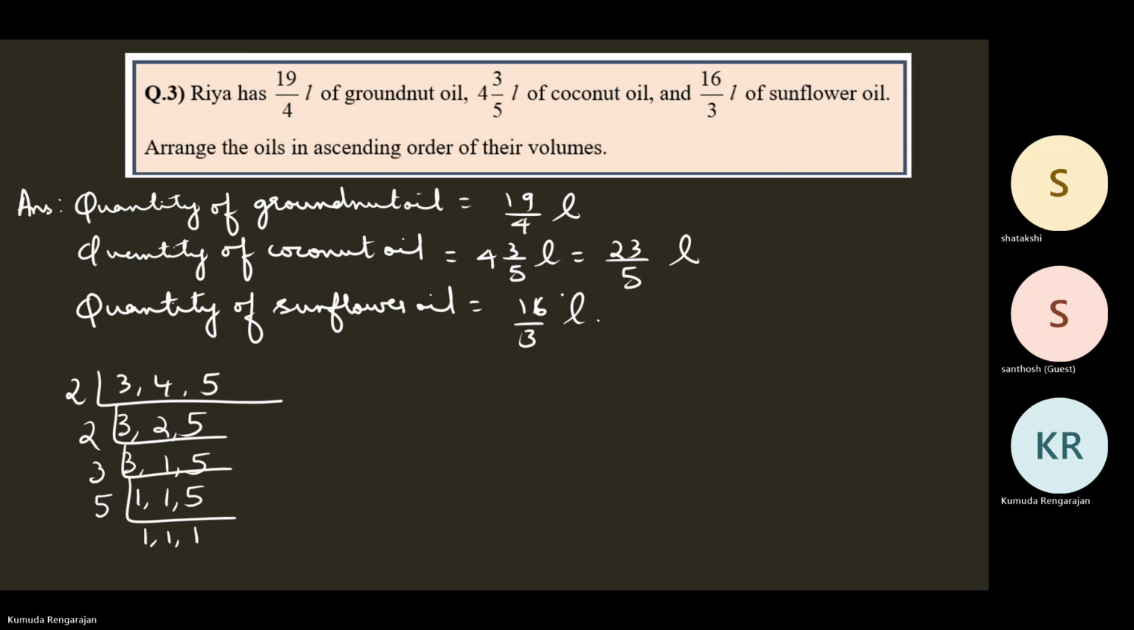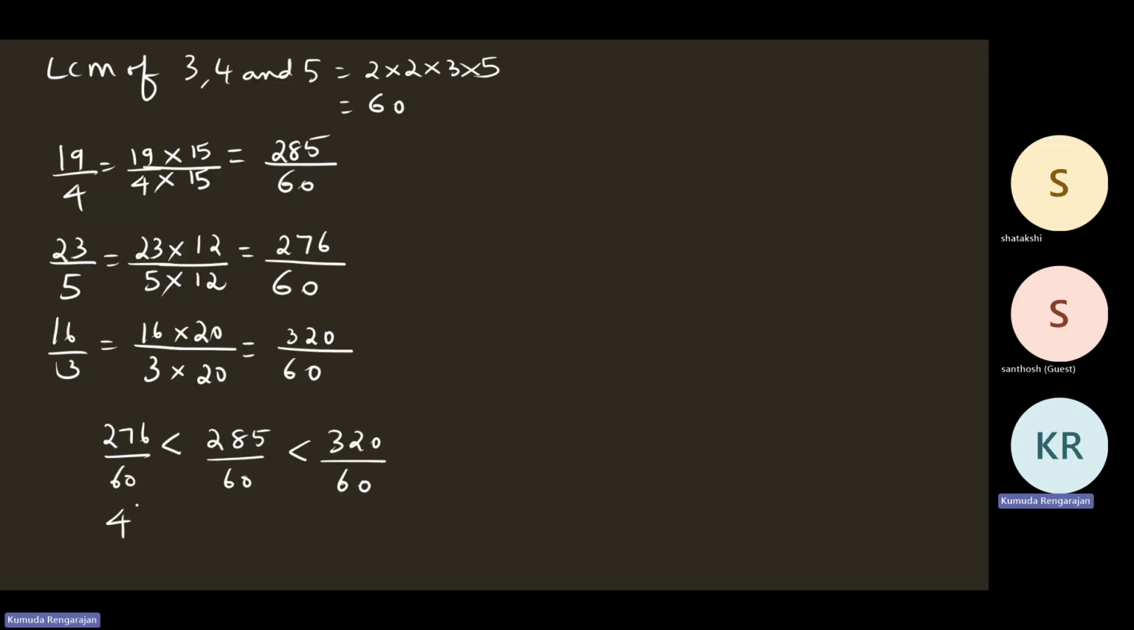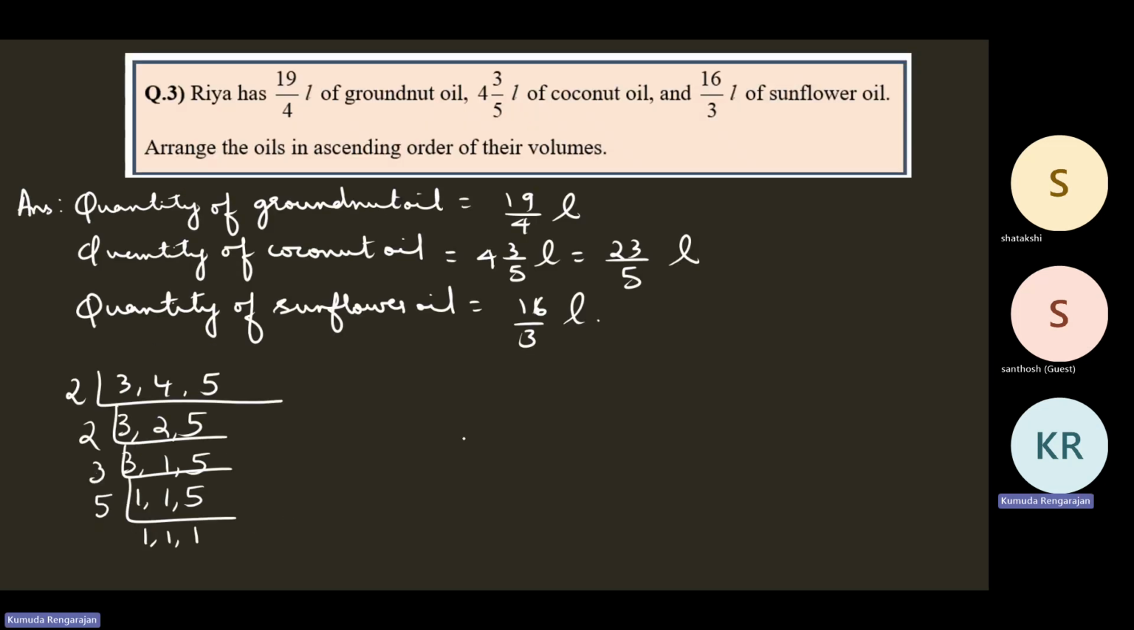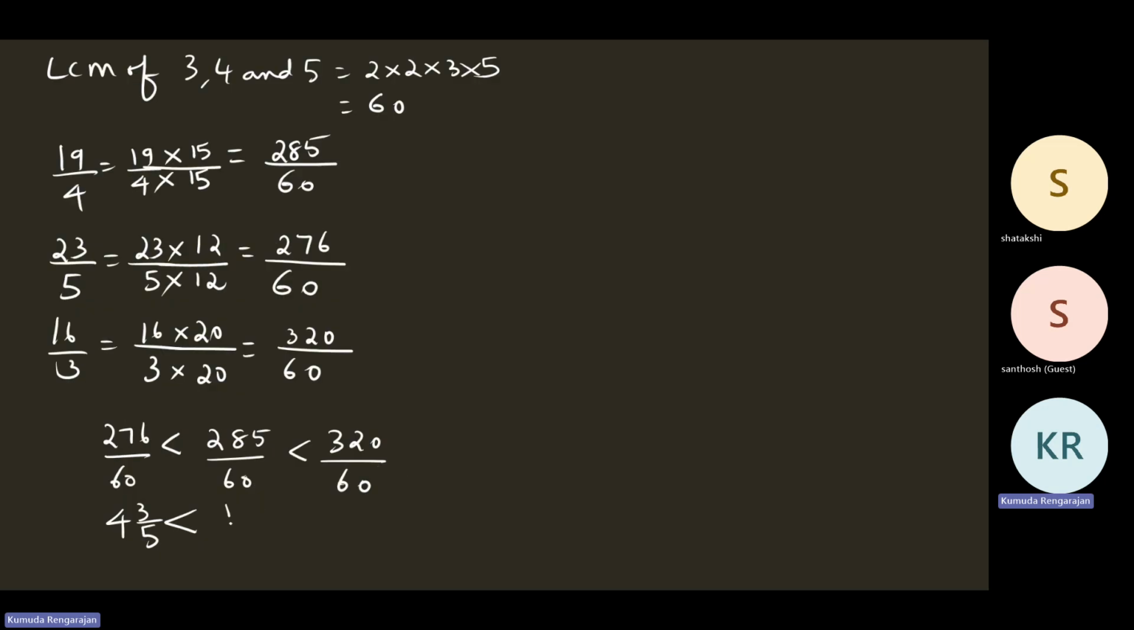So you should write the fraction which was given in the question. So 4 3 by 5 is less than, what is 285 by 60? 19 by 4. And it was 19 by 4 only in the question also. So you can write the same thing. 320 by 60 corresponds to 16 by 3, and in the question it is 16 by 3. So we have arranged the three oils in the ascending order of their volumes.